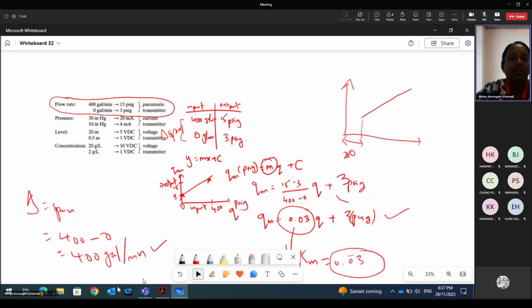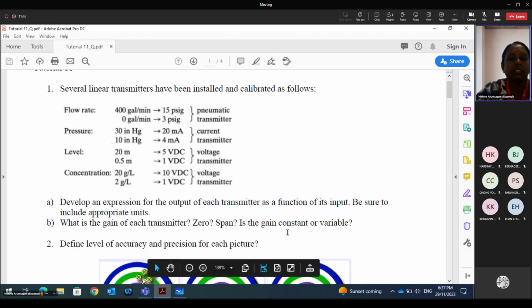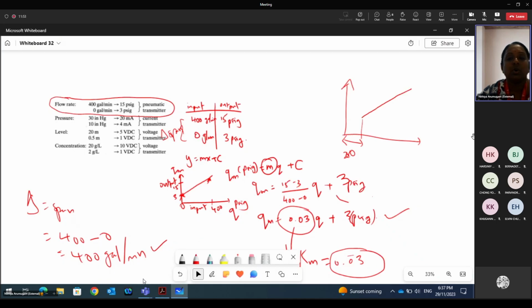Okay. Now, second part, they're asking us to find out whether the gain is constant or variable. So the slope of the line is 0.03. As I extend this slope, the slope is going to be the same for that linear line. So here the slope will be constant. Okay, this is an example for question number 1, pneumatic transmitter.